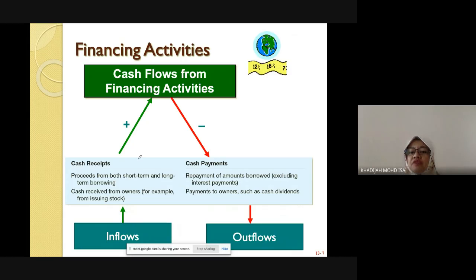Cash payment, for example, repayment of amounts borrowed. Remember just now the principal amount that you borrowed? The principal portion falls under financing. The interest portion falls under operating. And then you also have payment to owners. For example, when you make payment to your owners, your investors, your shareholders in the form of dividends, that amount falls under financing activities.